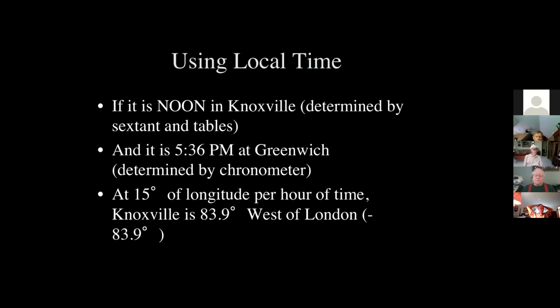And what that means, if there's 15 degrees of longitude per hour of time, Knoxville is 83.9 degrees west of London, or minus 83.9 degrees. So that's how you determine your longitude, is by comparing the time at Greenwich and the time where you are and making the mathematical calculation.